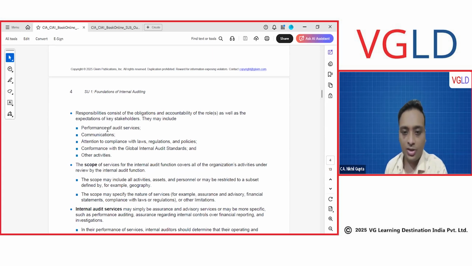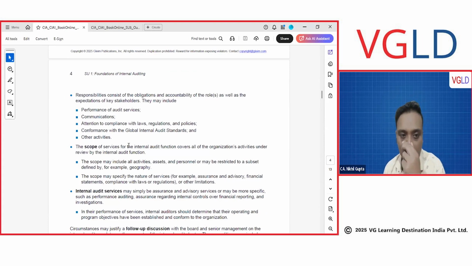The scope of service of the internal audit function covers the organization's activities under review by the internal audit function. I told you the scope may include all activities, assets, and personnel, meaning discussion with the employees. You can access anybody, any employee from the organization, when it comes to asking anything or getting some information. So it should be all activities, assets and personnel, and may be restricted to a subset defined by, for example, geography. Restricted access can be possible based on geographies as well, based on regulations as well. But at a very initial stage, it should be unrestricted access.